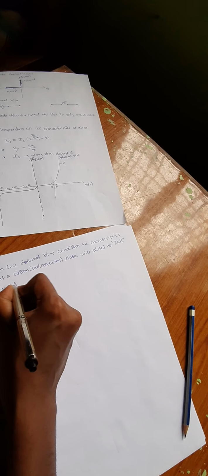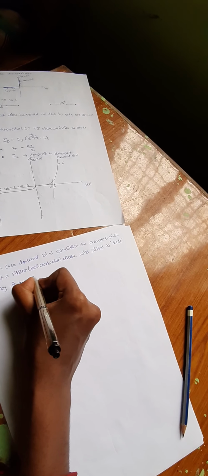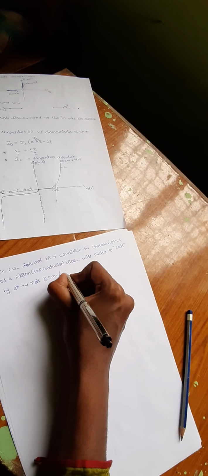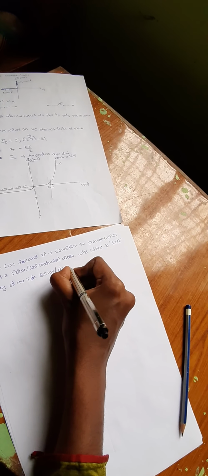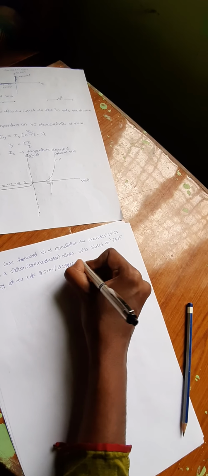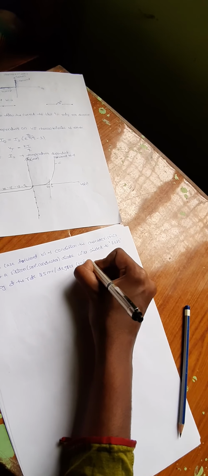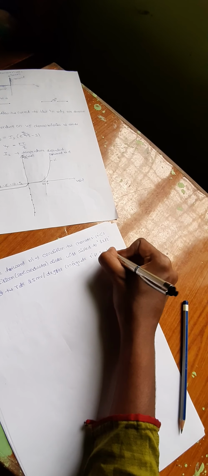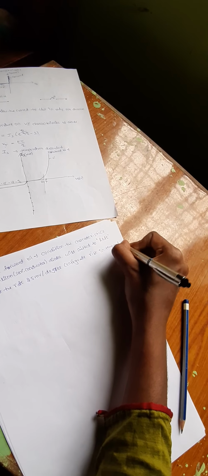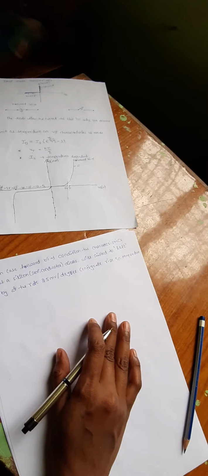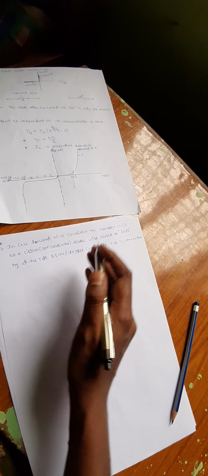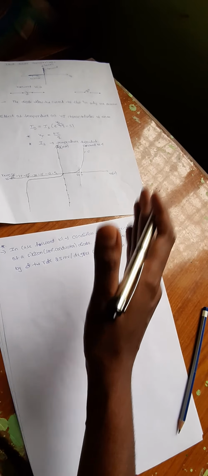They shift at the rate of 2.5 millivolts per degree centigrade rise in temperature. So for every degree centigrade rise in the temperature, there is a decrement of 2.5 millivolts. So the characteristics will be shifted to the left side.